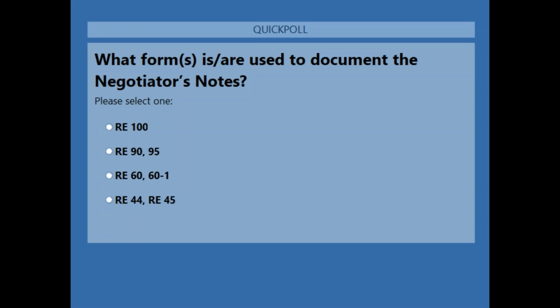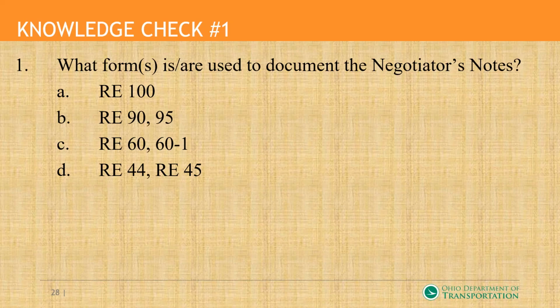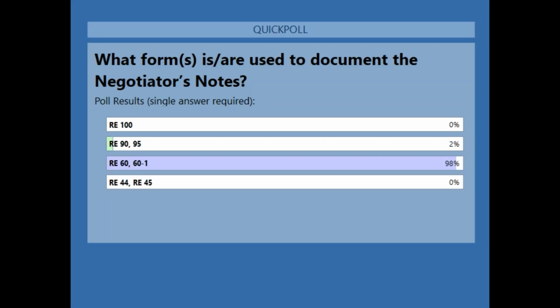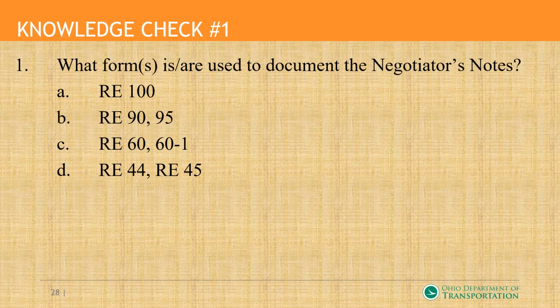The first question says, what forms or form is or are used to document the negotiator's notes? Is it RE 100, RE 90, 95, RE 60 or 60-1, RE 44, and RE 45? We're almost right at the 80. Okay, I'm going to close things out. The responses show that 98% of you picked the RE 60, 60-1. 2% of you, though, chose RE 90 and 95. So I'll hide that. You can let them know what the real answer is.